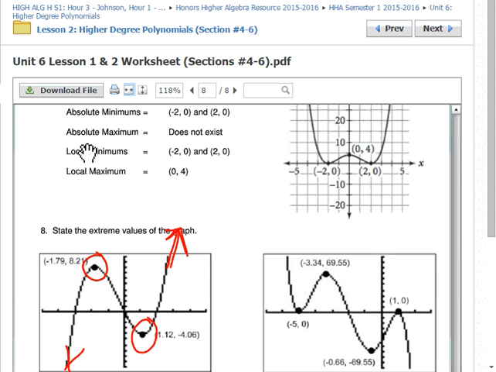Because if this side would extend that side, it would go down forever, and therefore there's no absolute minimum, no absolute maximum. But there are local extreme spots, and they're the local max and the local min. So this spot right here, is that a local max? No, it's called a local min. This spot here, is that a local max or a local min? Local min. How about that spot? Local max. How about that spot? Local max. Notice there's no minimum and there's no maximum.